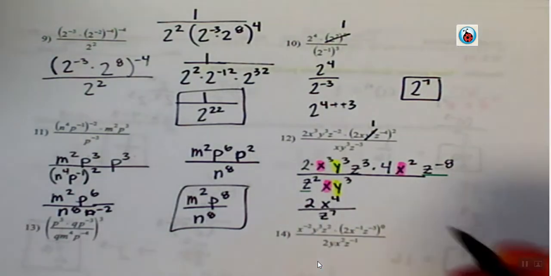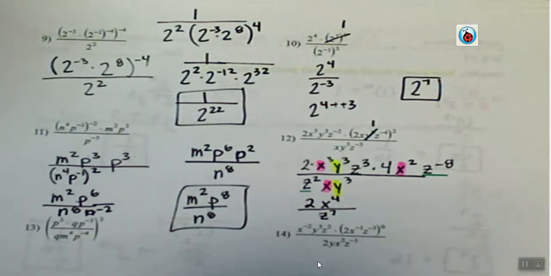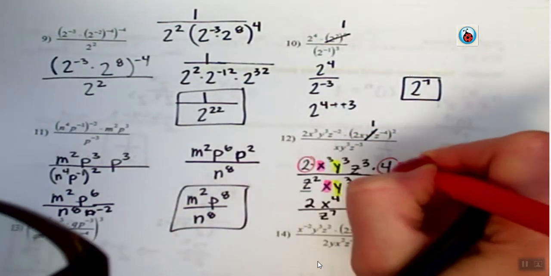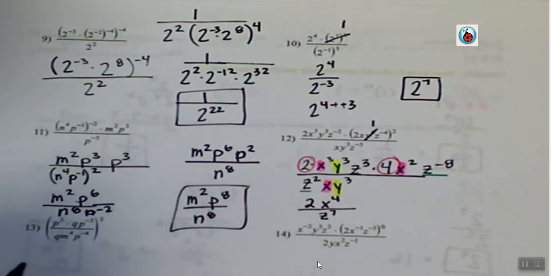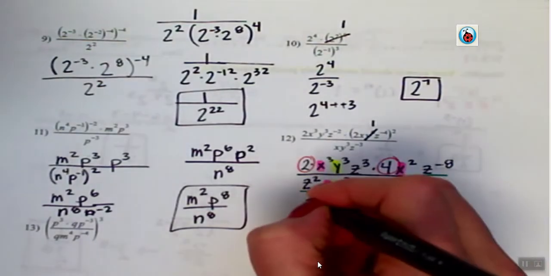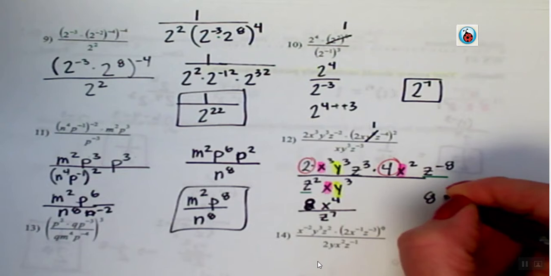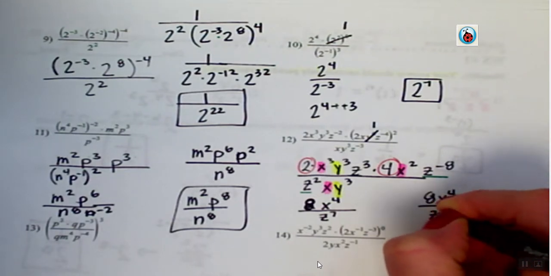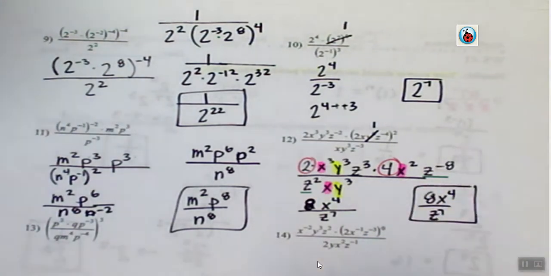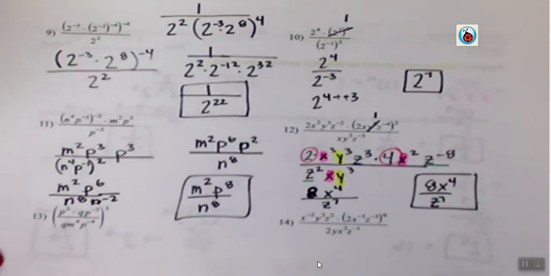Puts me here. Now I didn't see my number the first time, right? So 2 times 4 is actually 8. So instead of a 2, we should have an 8. So 8x to the 4th, z to the 7th. Okay, let's look at the next 2.